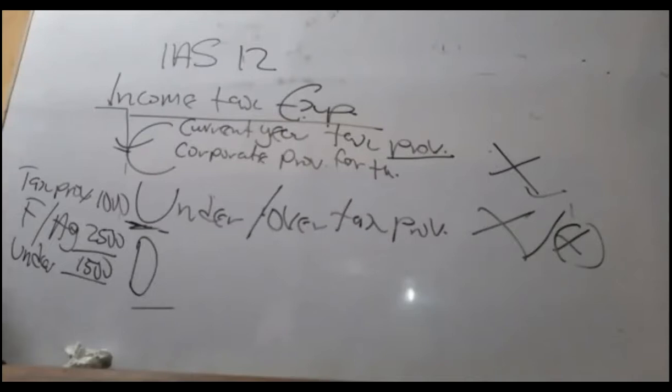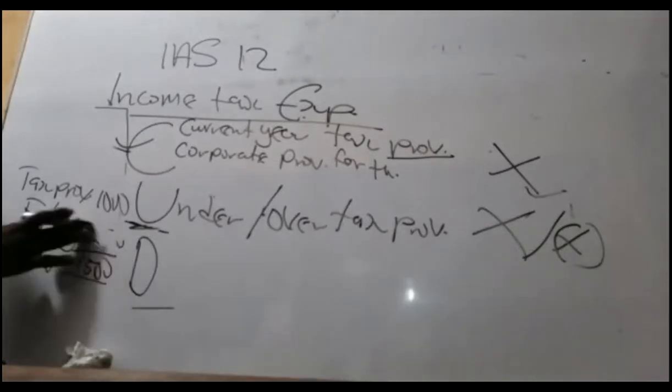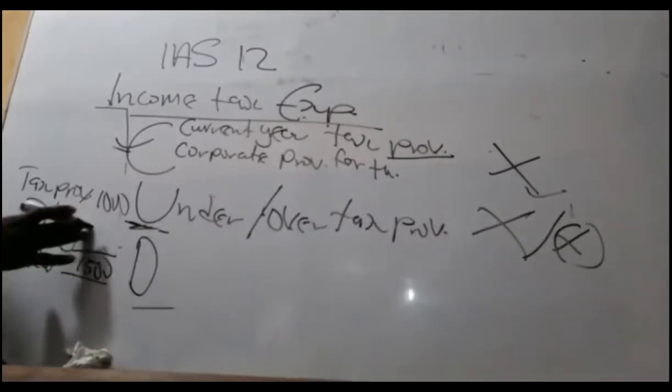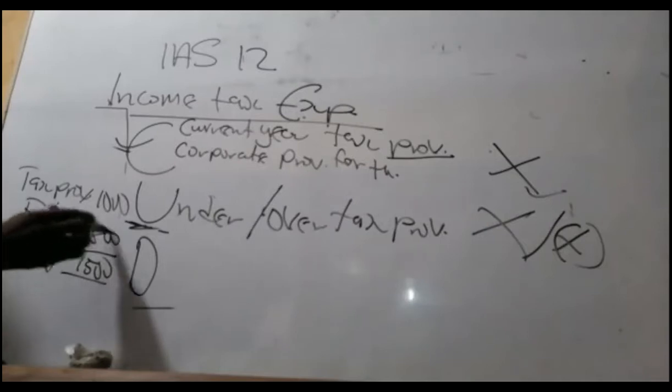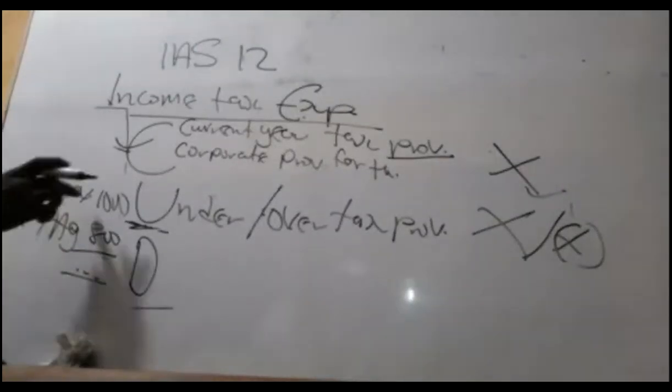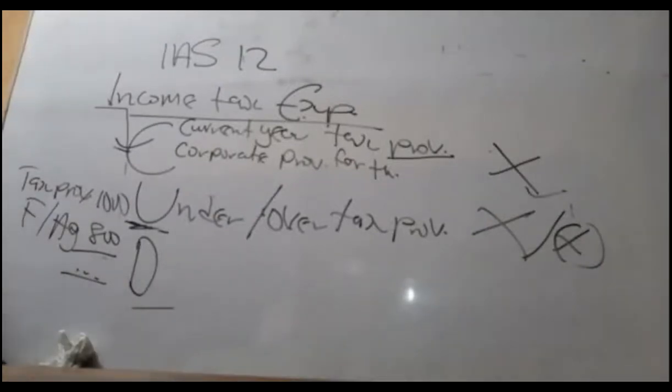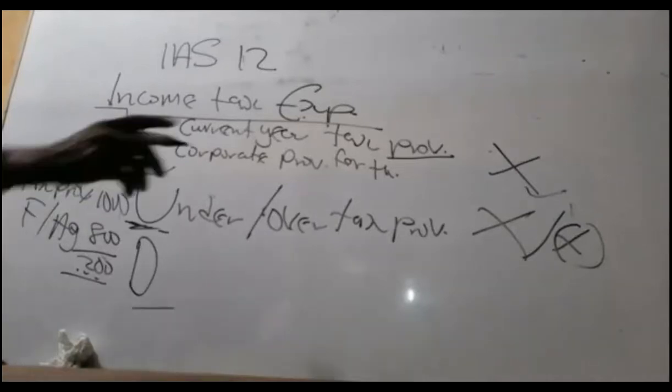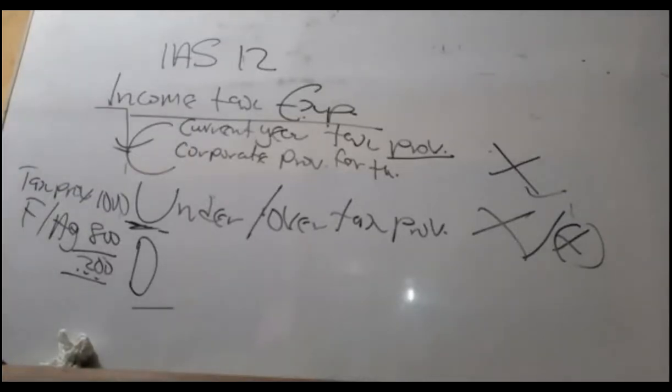Good. Now let's see. If they say, in fact, the tax must be 800, then that means you provided more than what they agreed on. So you have made an over provision of 200. So you subtract it, you are done.